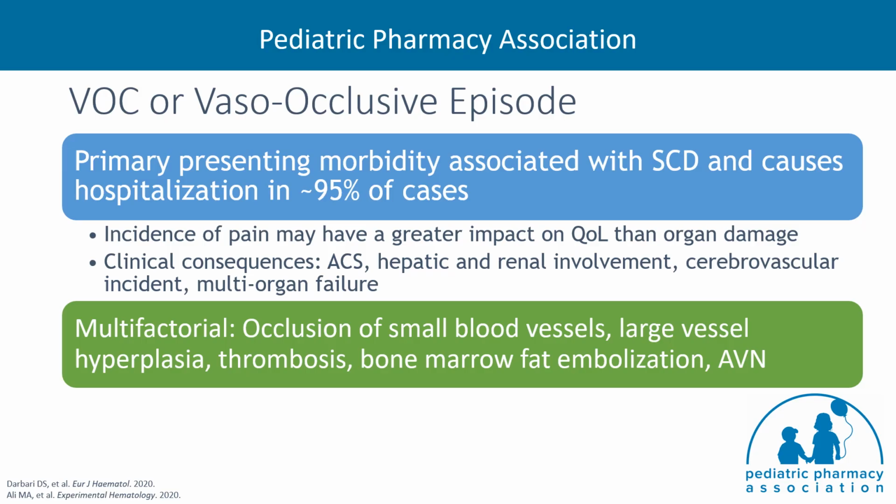So you're going to have that occlusion of the small blood vessels, but you can also have large vessel hyperplasia, thrombosis, bone marrow fat embolization, and AVN.